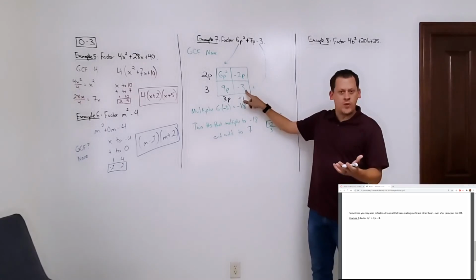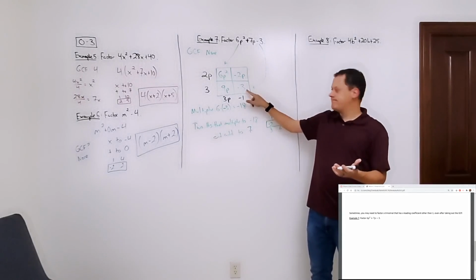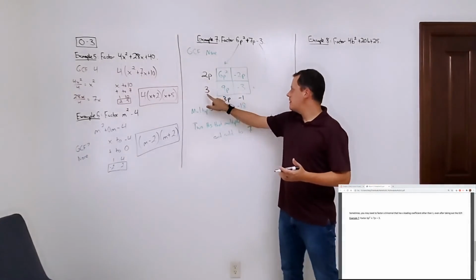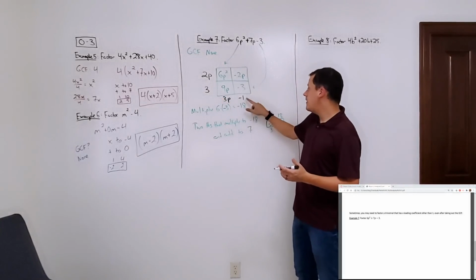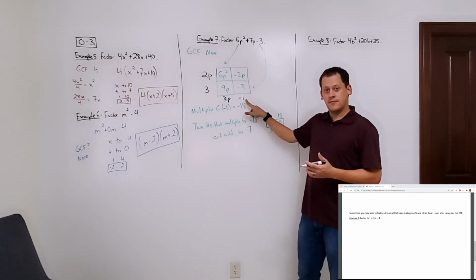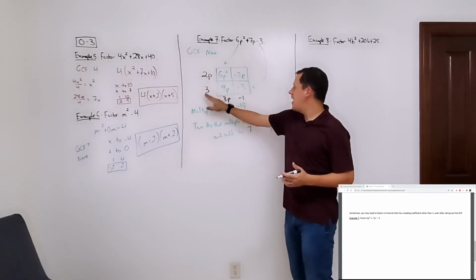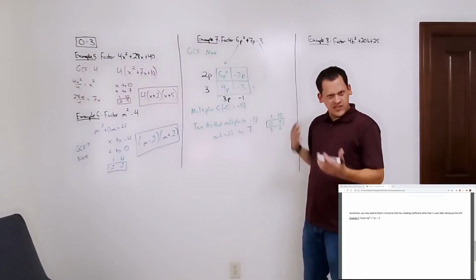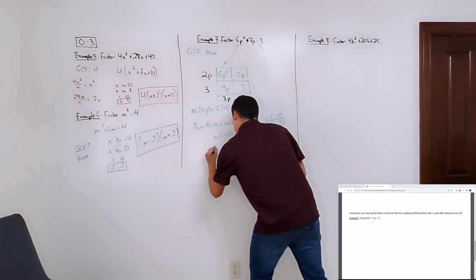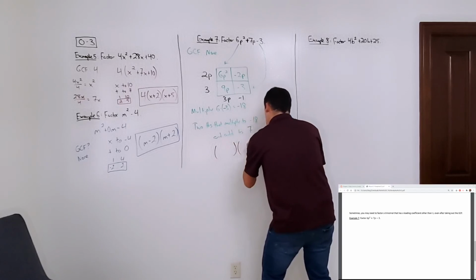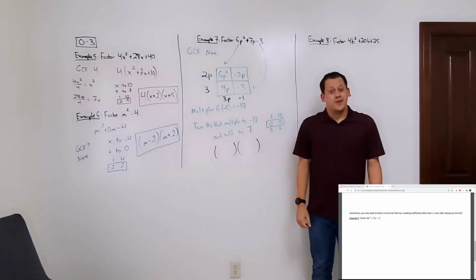And we can't pull out a p because this doesn't have one. So we've got 2p, 3, 3p, and negative 1. Once you've got all 4 of these GCFs, you're ready to write the answer.